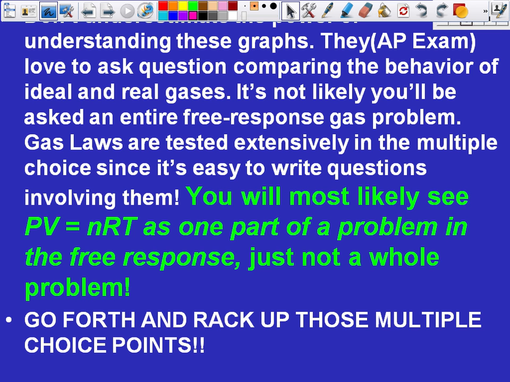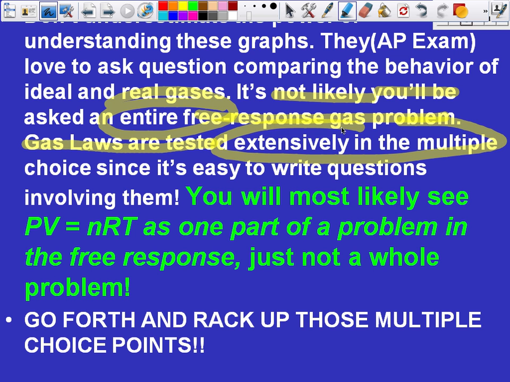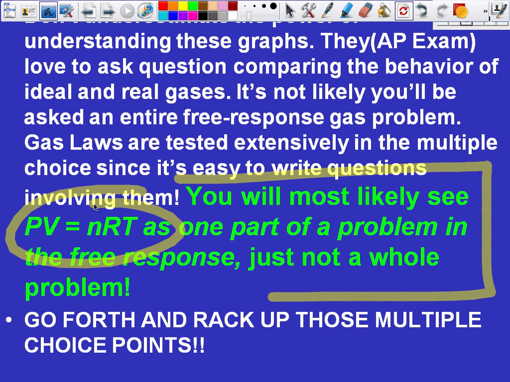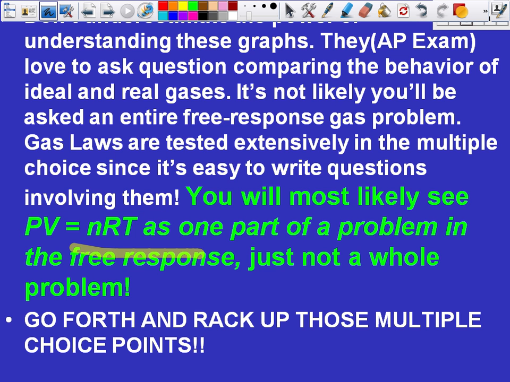The AP exam loves to ask questions comparing the behavior of ideal and real gases. It's not likely you'll be asked an entire free response gas problem. Gas laws are tested extensively in the multiple choice, since it's easy to write questions involving them. You will most likely see PV/nRT guaranteed somewhere in a free response problem, but again, it won't be the whole problem.